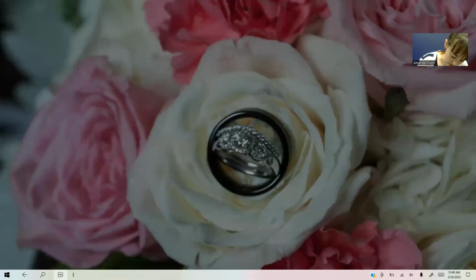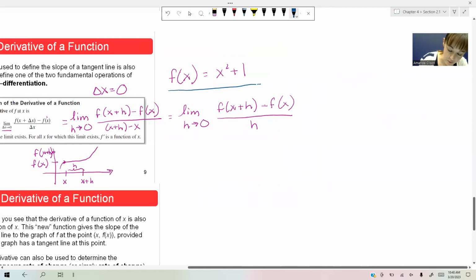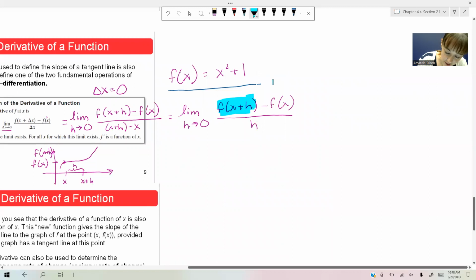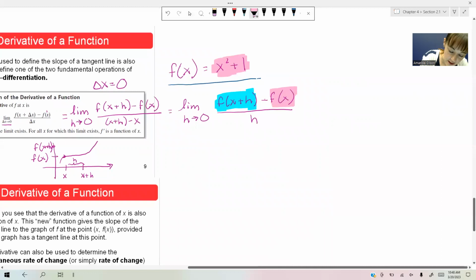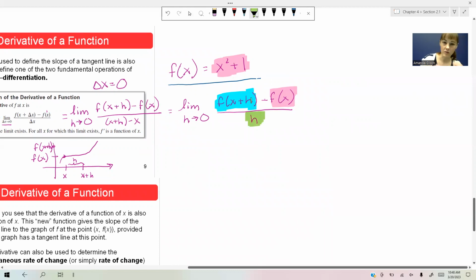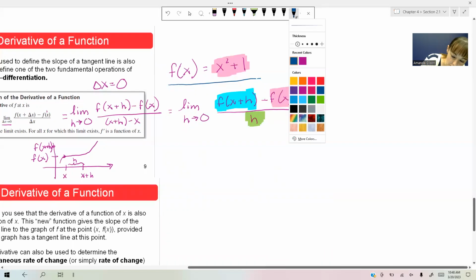So if I have the function f of x equals x squared plus 1, I'm going to end up just filling in some of these parts for my graph. So one of the things is I'm going to need f of x plus h. We're given f of x. We already know f of x, so we don't have to find that. And then h is just given to be h. Again, that's not really interesting. We already just know the variable h.